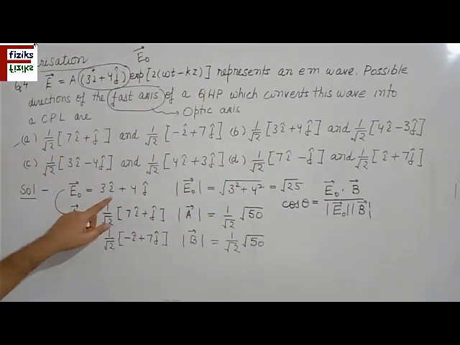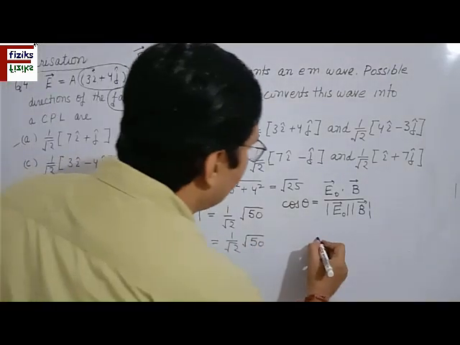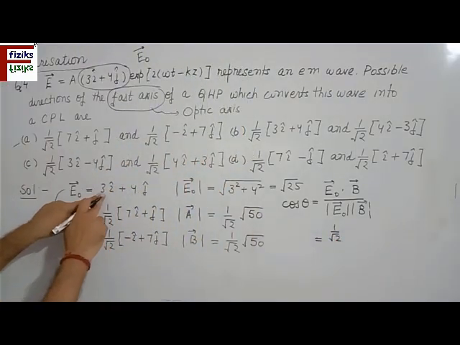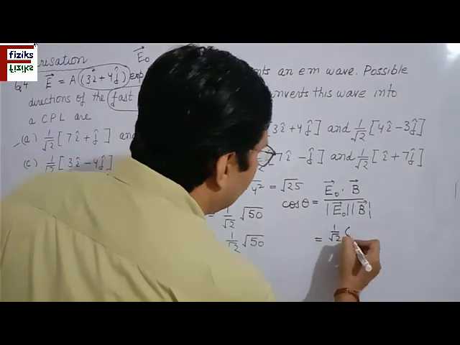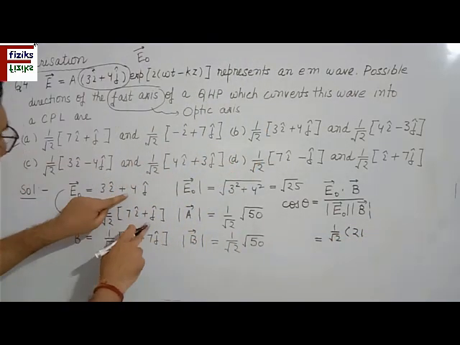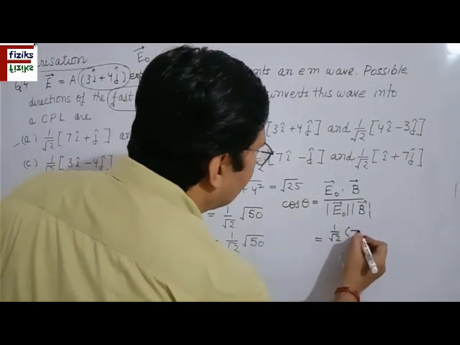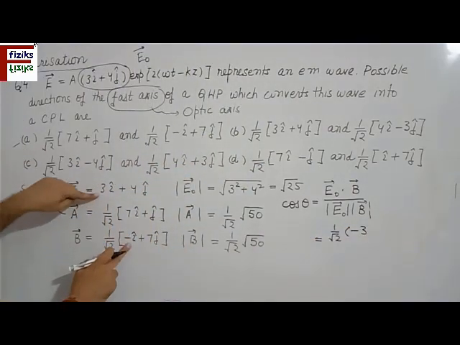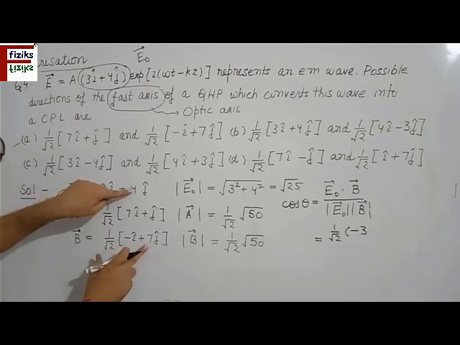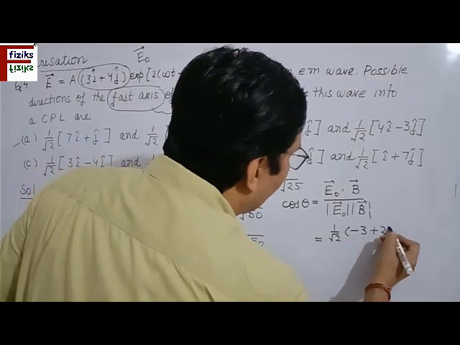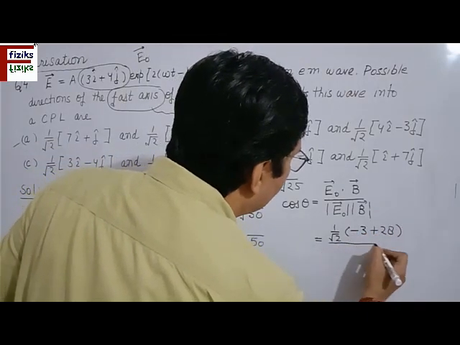So E naught is here. E naught dot B: this will be 1 by root 2 here, this 1 by root 2 will be here. 7 times 3 is 21, so 21 will be here. Sorry, this is B. So 1 upon root 2 is here, 3 into minus 1, this will be minus 3 for the B vector. And here this will be 4 into 7, so this will be 28. So minus 3 plus 28, this will be 25.